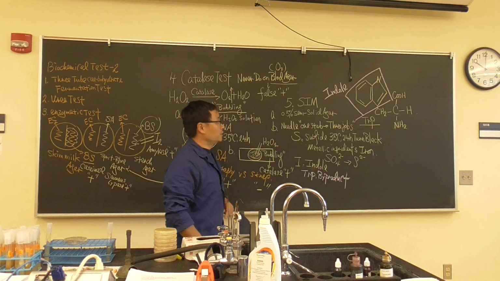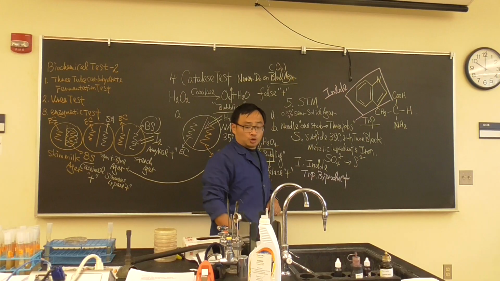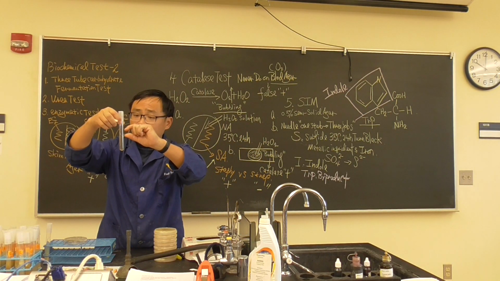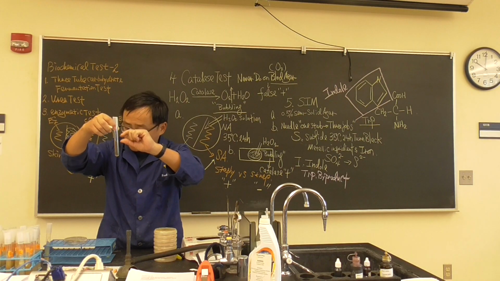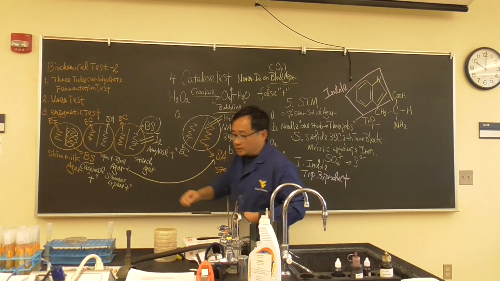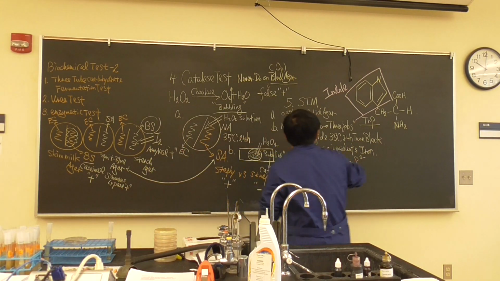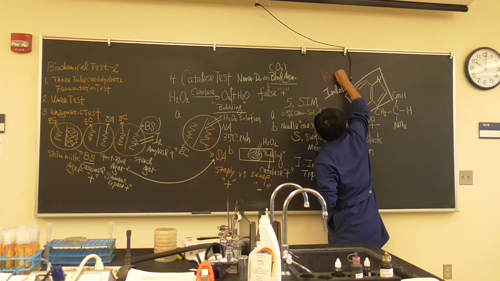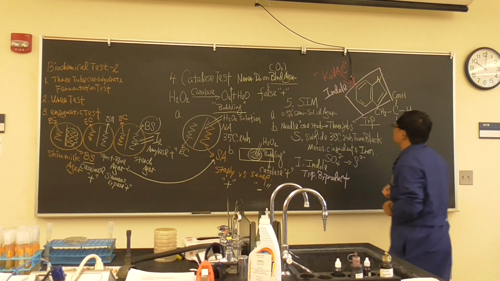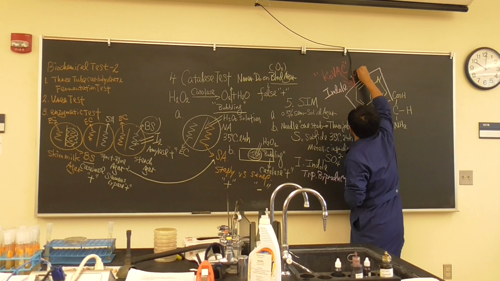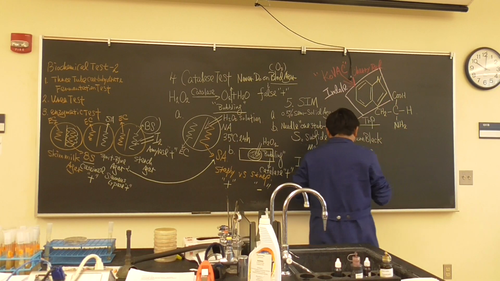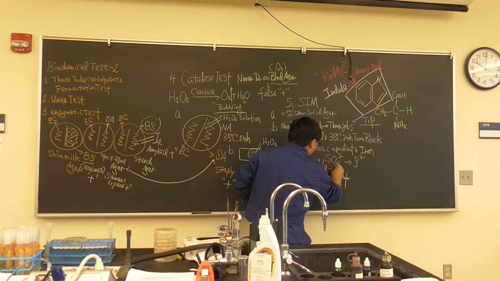Now how do we know indole is positive? You need to pour a couple of drops of a special reagent on the top after incubation. That one is called, I use a red color, the reagent Kovac's. This needs to be poured there. If you see a cherry red color, it is indole positive.